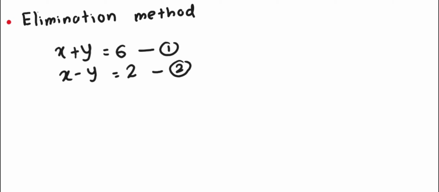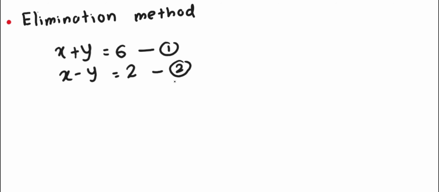In the elimination method, we solve simultaneous equations by eliminating, or removing, one variable. We eliminate the variable by adding or subtracting the equations. So look at this example. This is a simultaneous equation, two variables and two equations. This is the first equation and this is the second equation.